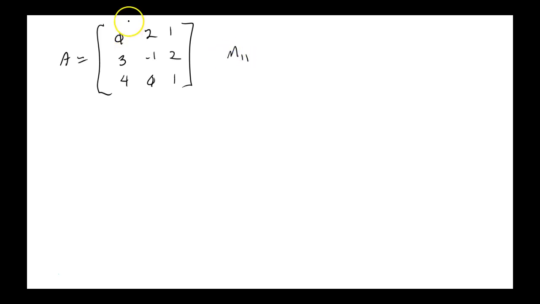Now, I'm going to gently wipe out the first row, first column. The minor is the determinant that's left. That's a -1 minus 0, that's -1. Now, we'll do M12 next.